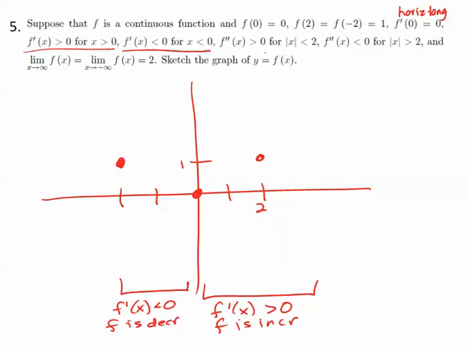And our second derivative is positive when the absolute value is smaller than 2. So absolute value means from negative 2 up to positive 2. Our second derivative is greater than 0, so that means it's concave up the whole way here. So all the way across from negative 2 to positive 2, we want f to be concave up.